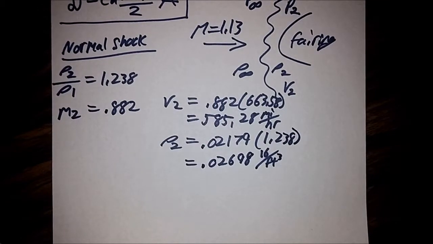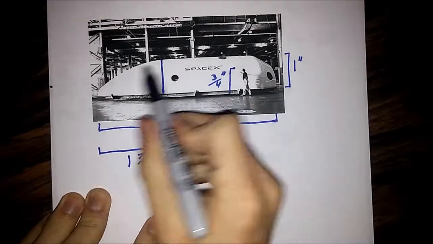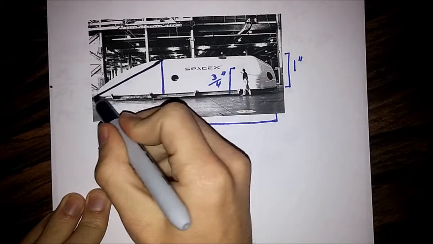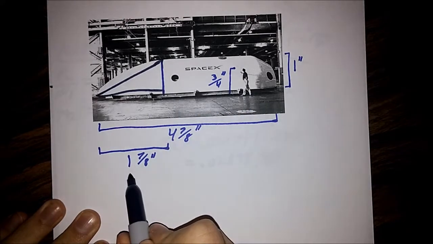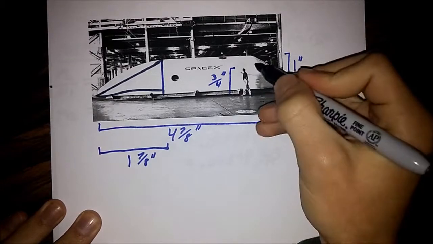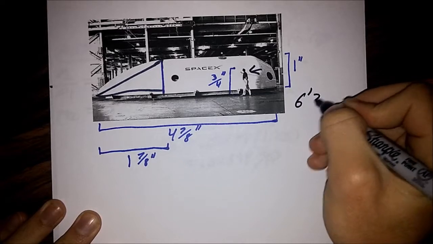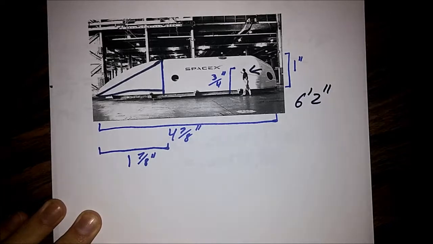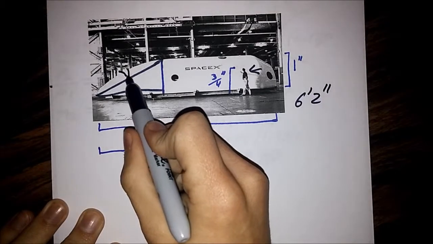Now to calculate the area of a fairing, it is some sort of oblong shape, but the tip of our fairing, the part that's actually going to encounter the air, is pretty close to a cone. We can see here that the length of the bottom of this guy is 1 7/8 inch, and the length from bottom to top is 1 inch. And we also know that Elon Musk, standing right here, is 6 foot 2 inches tall. So if we use Elon Musk as a scale and measure this diagram, we can actually find the surface area for this fairing.